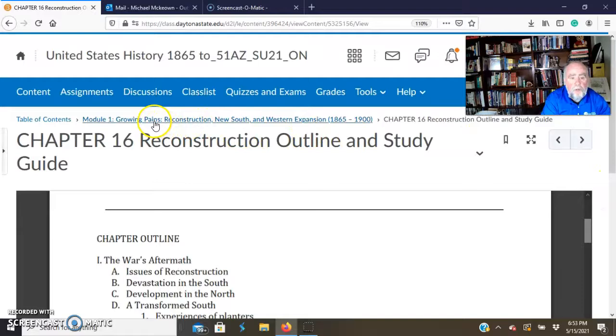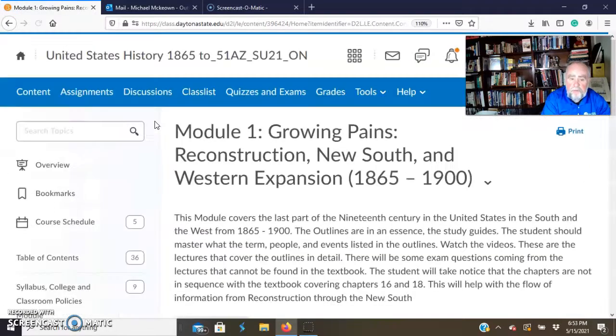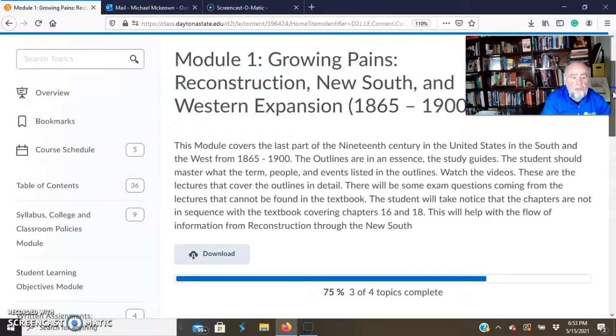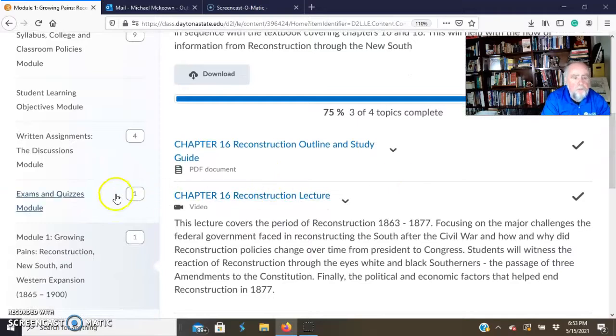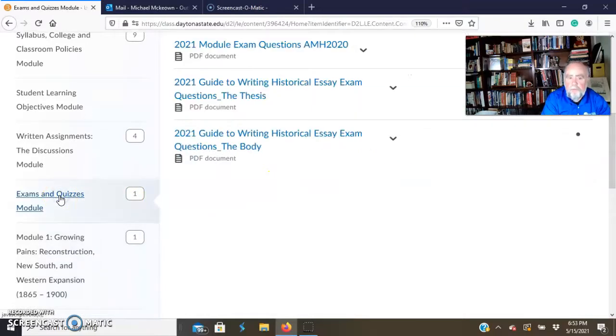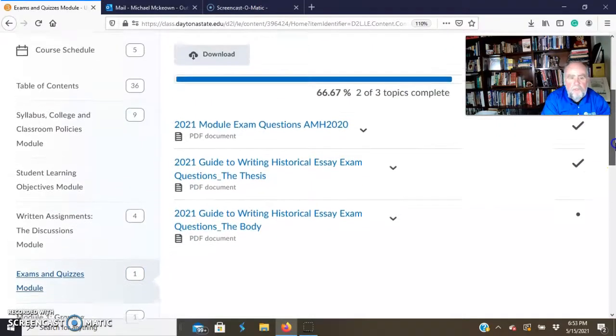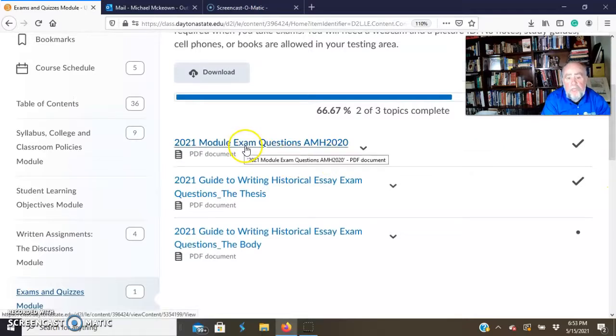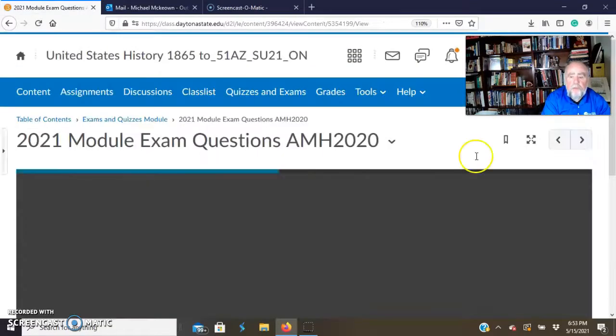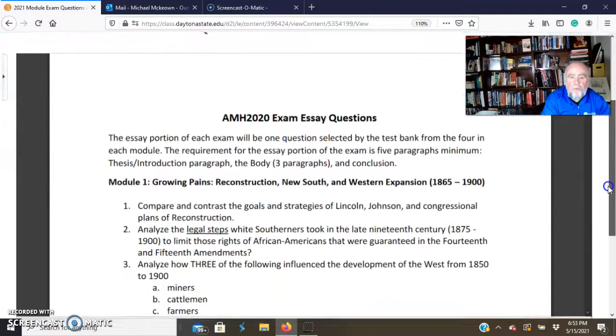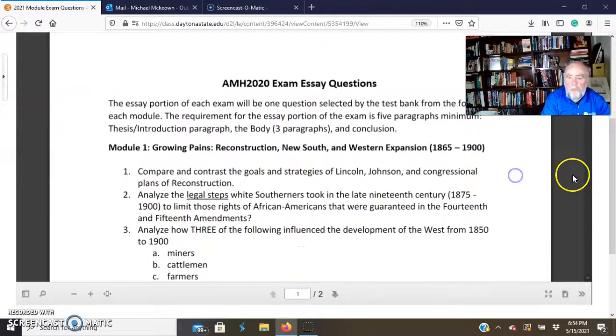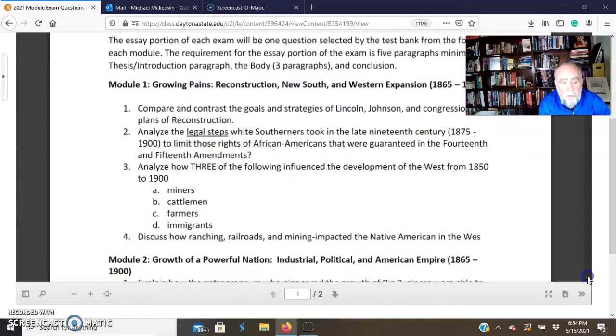Now the second part of the exam has to do with the essay. To find out what the essay questions are, what you're going to do is go to the exams and quizzes module. When we go to the exams and quizzes module, we'll see Module Exam Questions AMH 2020. When you click on that and download the PDF format that we see here, we'll see Module 1. Now, these are going to be the 4 questions that you're actually going to have to study. These are the questions, so you will not be surprised.